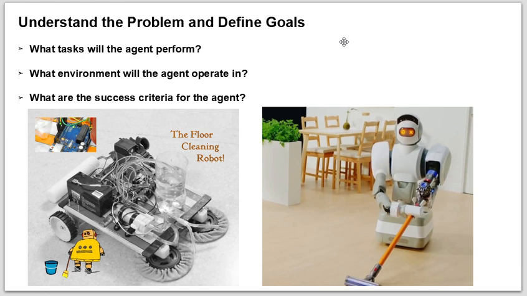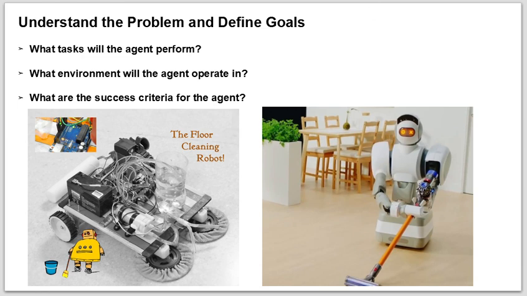So you need to ask yourself, what tasks will the agent perform? What environment will the agent operate in? What are the success criteria for the agent? Example, for a smart cleaning robot, the goal is to clean the floors of a house efficiently while avoiding obstacles like furniture or pets.